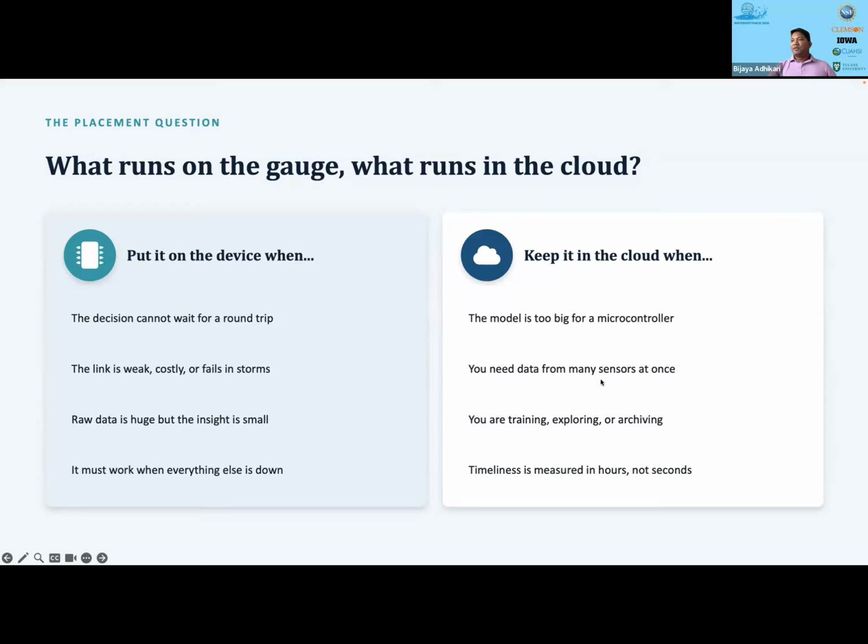So you need the data from many sensors at once. As I said earlier, you are training, or exploring. You're doing retrospective analysis of when dangers could happen, or you are trying to understand how rivers behave. You want to do those things on the cloud.